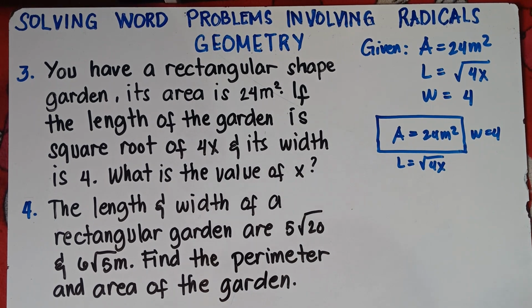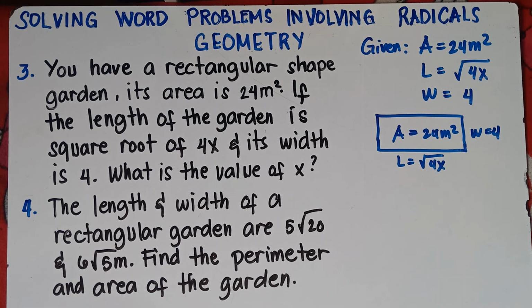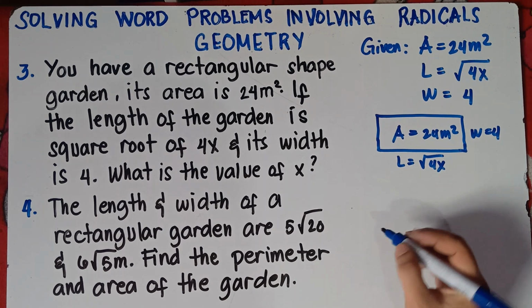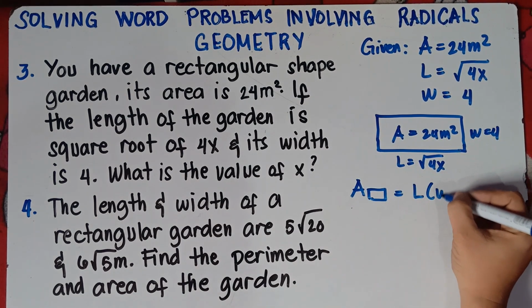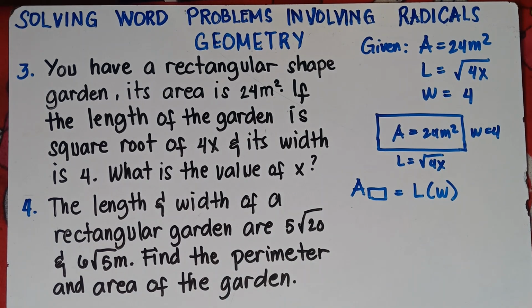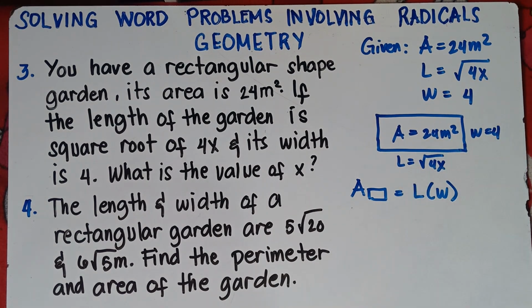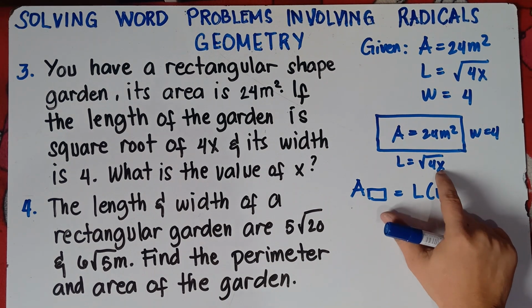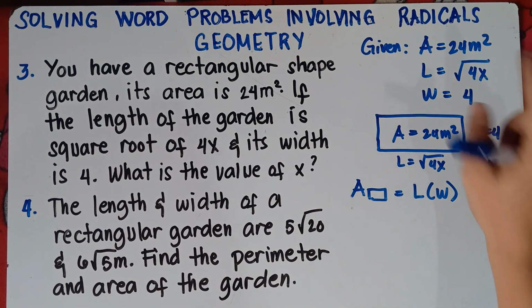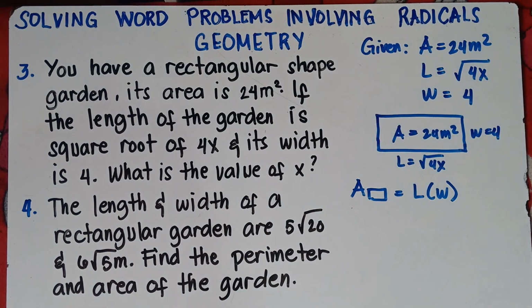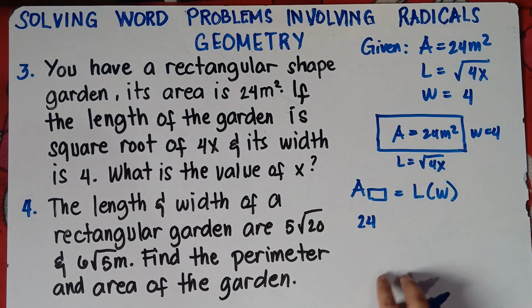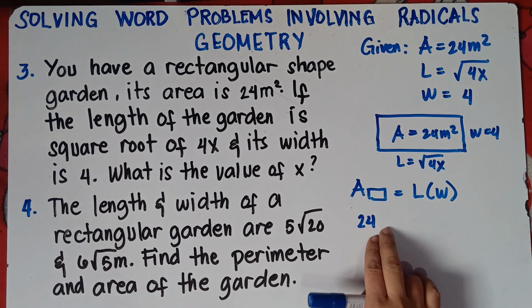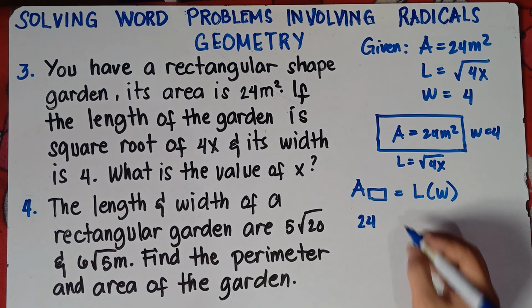Alright, so let's solve. Now, what's the formula, class, in finding the area of the rectangle? That's correct. The area of a rectangle is length times the width. So easy, right? Just multiply the length and the width. Since we're told to find x, we will substitute the values of the area, length, and width. So the area is 24. Just ignore the units in solving equations because you will be confused if you put the units there.